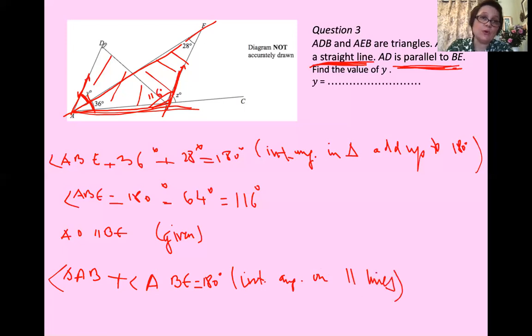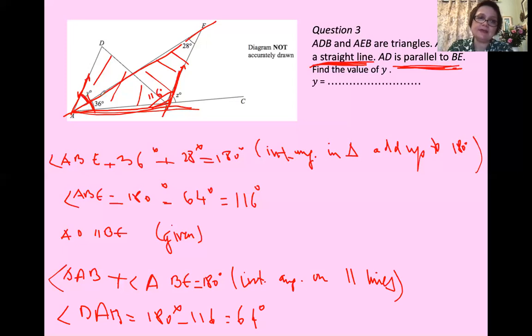And that means angle DAB is going to be 180, take away 116. 180, take away 116 equals 64 degrees. Okay, so angle DAB is 64 degrees. How about the angle Y?